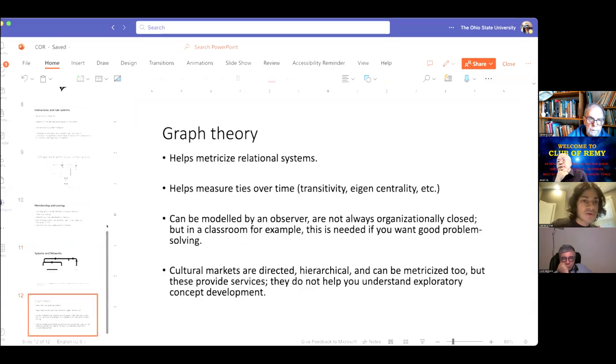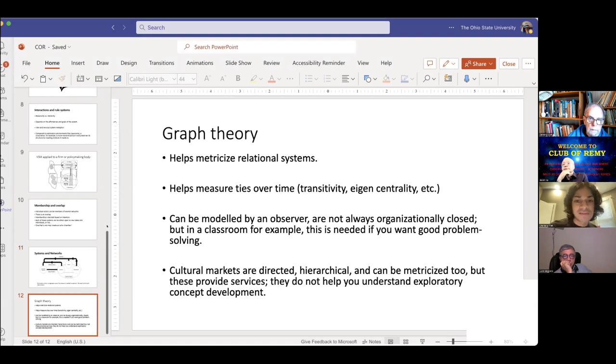And how did I use graph theory to do that? Graph theory, like Bernard says, helps metricize relational systems, right? And you could input a social network into R and understand its density, its eigencentrality, its transitivity. And I can model this as an observer, providing an intervention that cannot be altered at all beforehand, or I can alter the intervention to meet the needs of the agents within the system, right? And become a participant observer within that system.